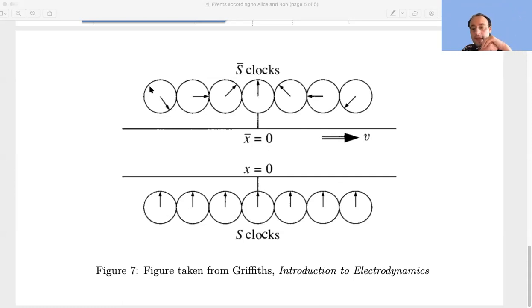Also, x prime equals gamma x, right? So for example, if this x right here is 5, this x prime here would be larger than 5. Why? Well, because the ruler seems compressed, right? So therefore, the x prime that corresponds to the location of the same event is actually larger. Okay.